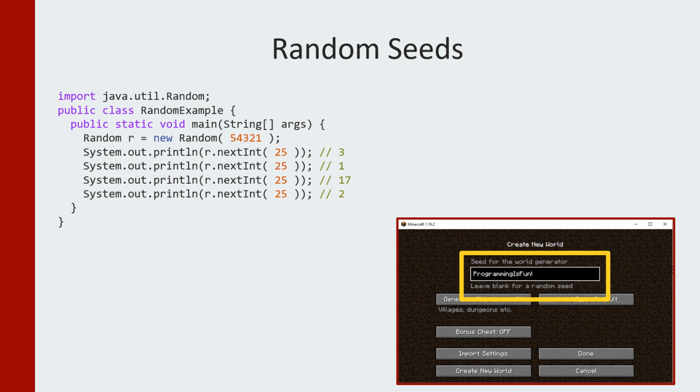Here is an example of some code that will create a new Random object using a long. Now that we've created a new Random object, I have the long 54321 in here, and I can still call out the sequence and get a bunch of random numbers. The numbers that I'm going to get are 3, 1, 17, and 2. You should try to write this code on your own and see what sequence of numbers you get.